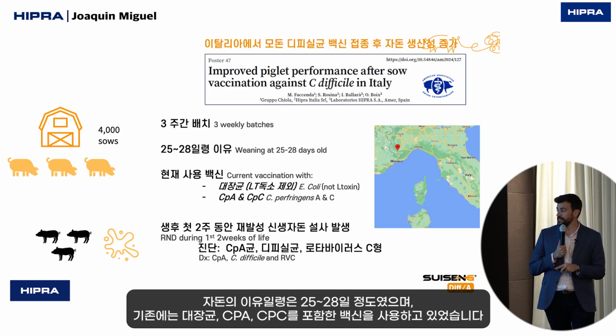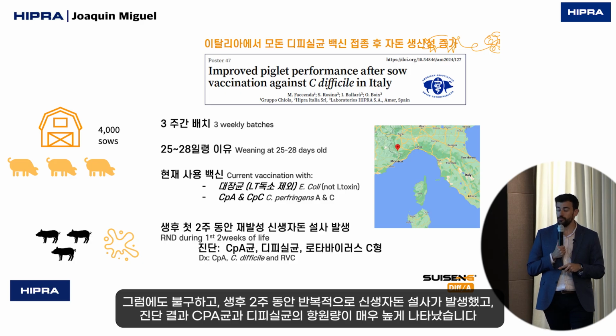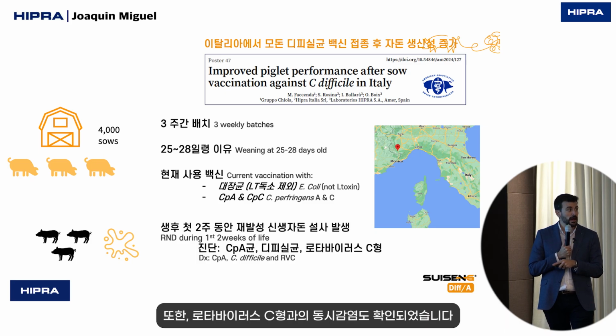coli, Clostridium perfringens type C, and Clostridium perfringens type A, and they were facing recurrent neonatal diarrhea problems during the first 2 weeks of life. And at the diagnostics, we found high bacterial load for Clostridium perfringens type A, Clostridium difficile, and we also detected the co-infection with rotavirus C.